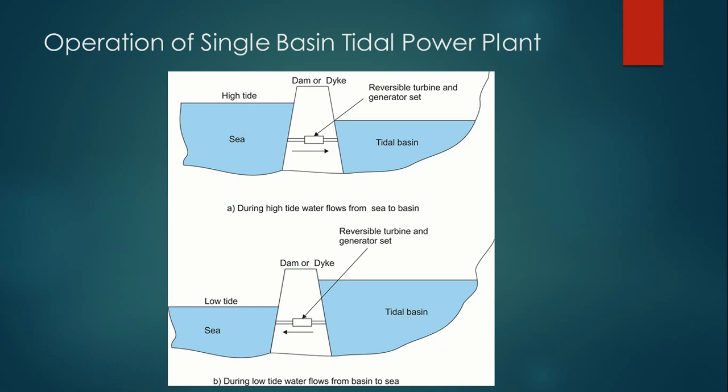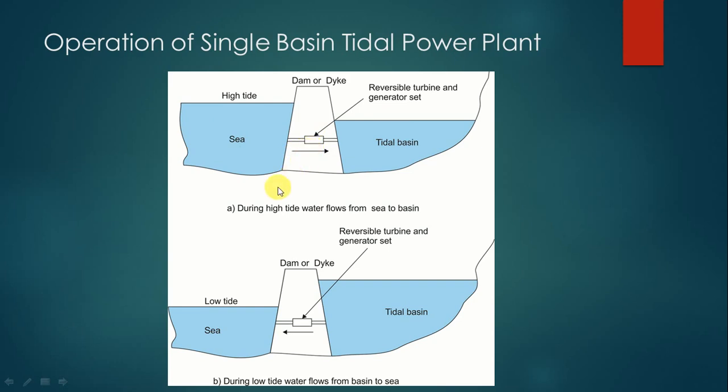The basin level then stays constant while the tide continues to go out. After sufficient head has developed during the low tide, the turbine valves are again opened and water now flows from basin to sea, thereby generating power again. The plant continues to generate power till the tide reaches its lowest level, and again during the high tide water flows from sea to tidal basin, thereby generating power.